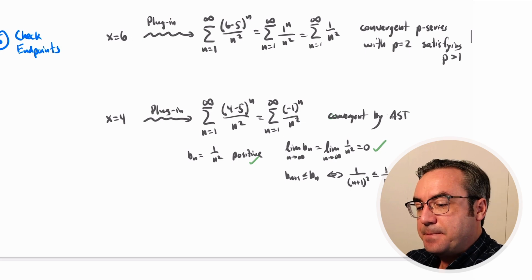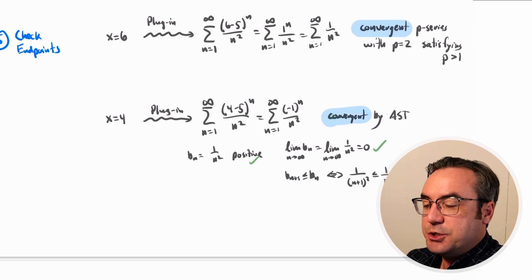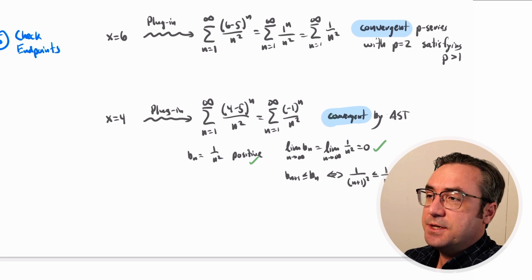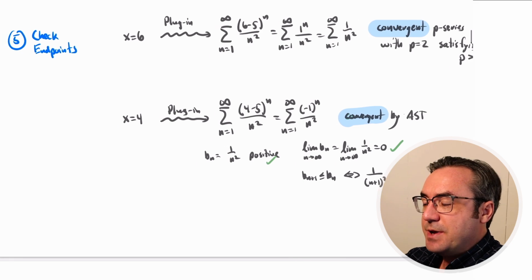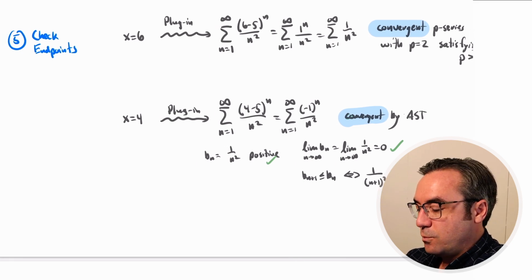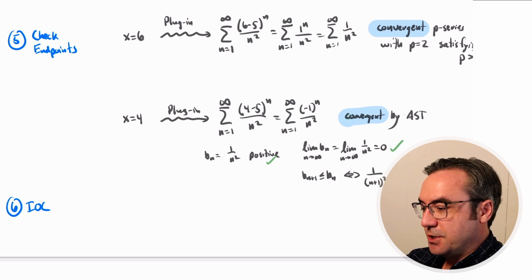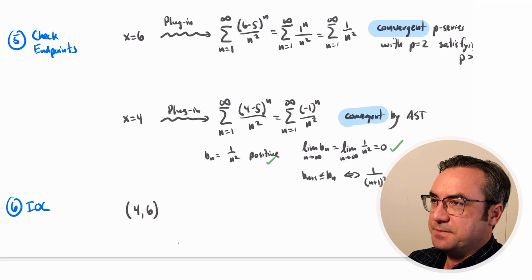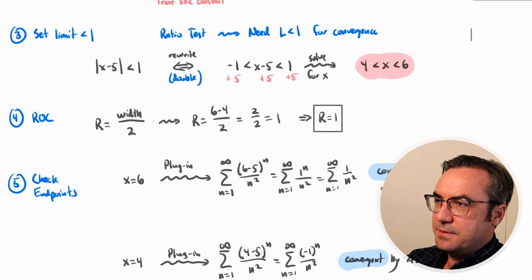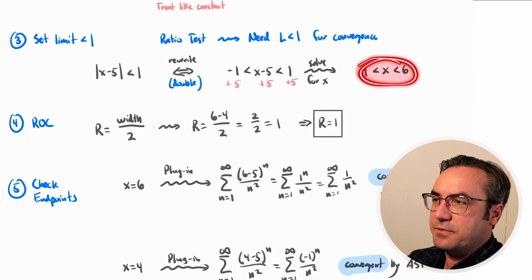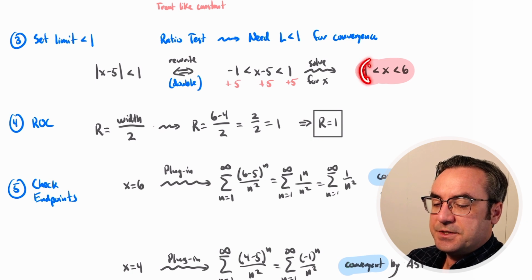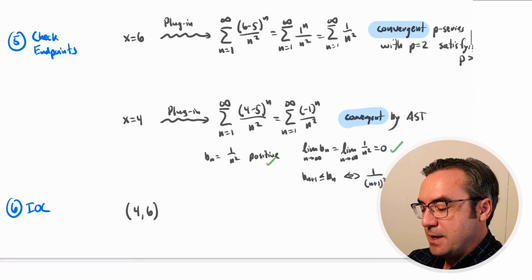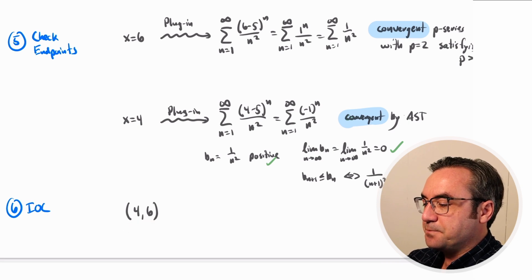And what did we find? Well, in both cases, the two endpoints ended up giving us a convergent series. So now that we know that, we're ready to state our interval of convergence. So we started with this interval going from 4 to 6. And we can think of this as an open interval here. So parentheses 4 on one side, parentheses 6 on the other side. So we can write it in interval notation. That wasn't quite our answer, though.